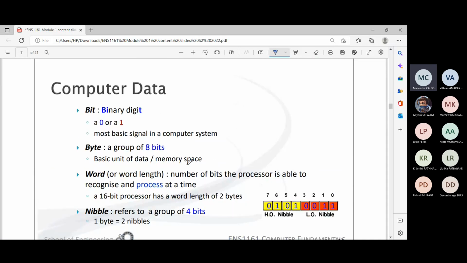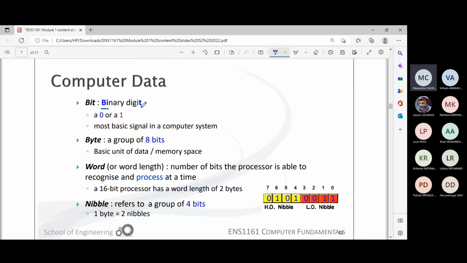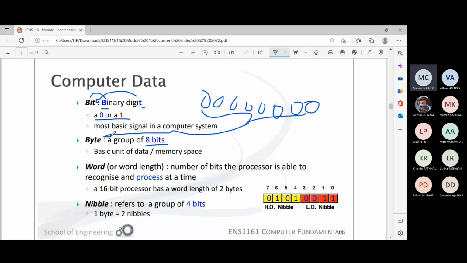Computer data is known as a binary digit. It's a bit, a binary digit. Simply a 1 or a 0. Once it comes to a byte, 8 bits are connected together. So that means 0, 0, 0, 0, 0, 0, 0, how many? 3, 6, 7, and 8. Altogether, there are 8 zeros. So that means it's 1 byte. Or it might be 1, 1, 1, 1, 1, 1, 1, 1. Again, it's a byte.